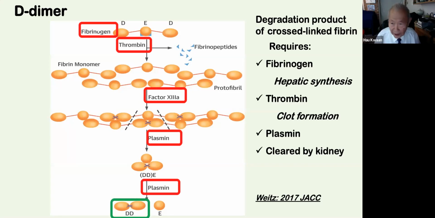So in order to produce a high D dimer, on the right side, you can see we will need fibrinogen, and in COVID-19 with acute infection, the liver synthesis of fibrinogen is greatly increased. We need thrombin. There's always some clotting in the body in COVID-19, and we need fibrinolytic activity. We need plasmin to split it. And finally, the D dimer is cleared from the body by the kidney. So if there's an AKI or acute renal impairment, the elimination of D dimer from the circulation is impaired. So it accumulates to a higher D dimer level.